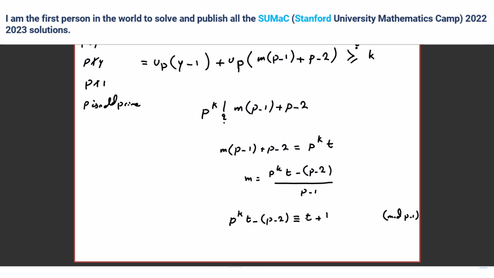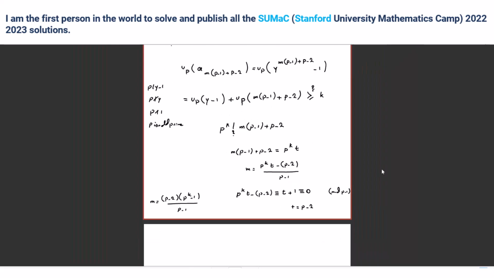Agreed? Yeah. So this one should be 0. So you can say t is p minus 2, for example. Yes, and that works. Then hence if we plug in this, m is p minus 2 times p to the k minus 1 over p minus 2. This one divides this, and we found a good m. Okay.